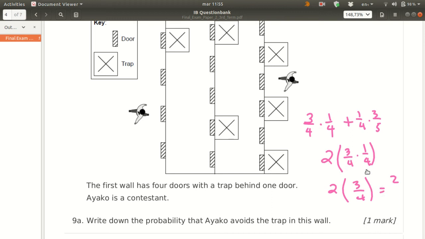Which is basically 2 times 3/4 times 1/4. 2 times 3 is 6, and 4 times 4 is 16. So 6/16, and you can simplify that as 3/8.